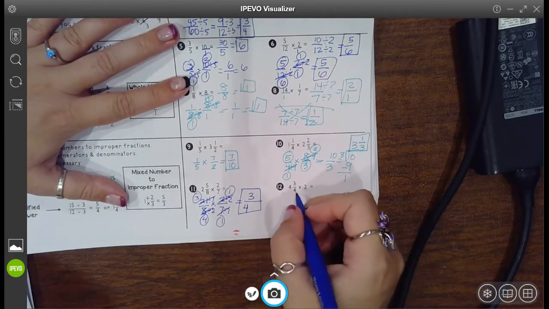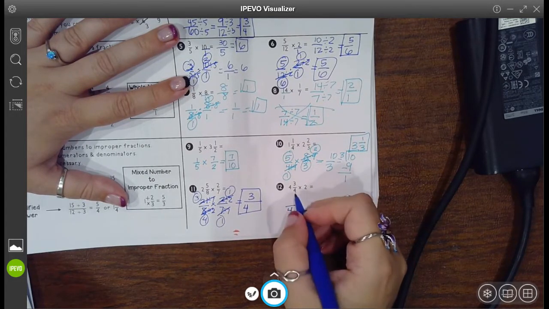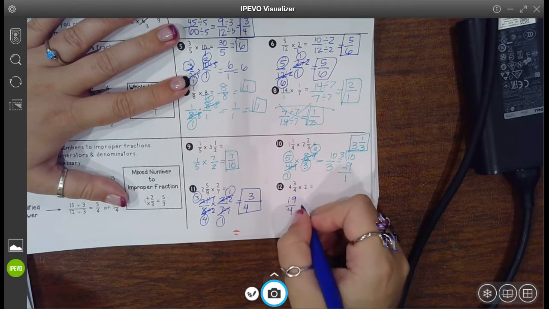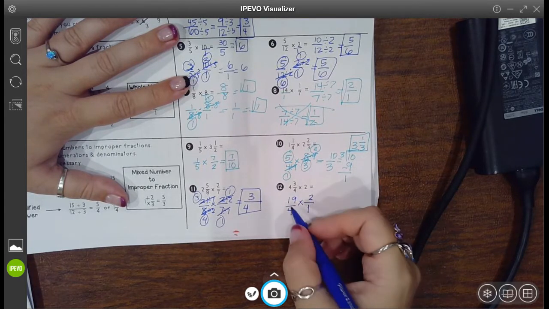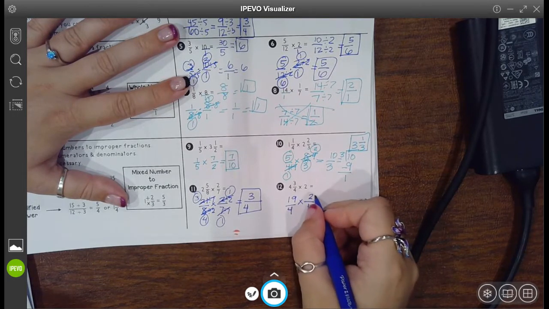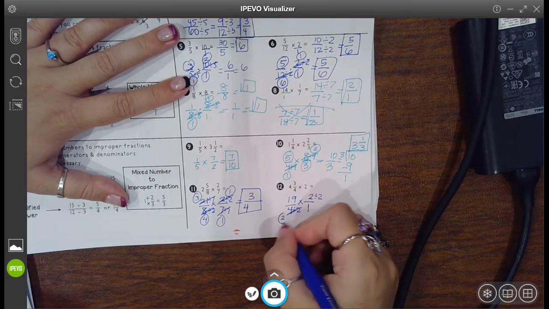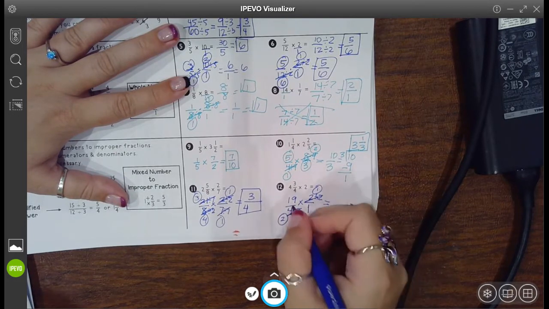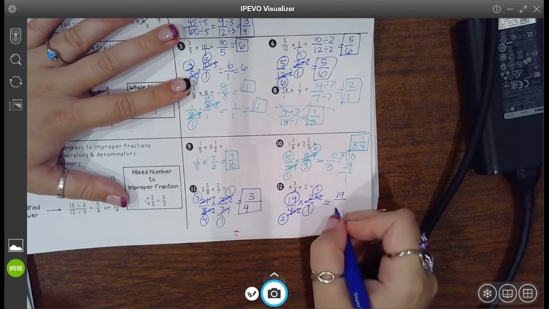Okay, our last one. If we were to change this to an improper, it starts with a denominator of 4, and then our numerator is 4 times 4 is 16, plus 3 is 19. Times, to make the whole number a fraction, you just put it over 1. Can 1 and 19 cross cancel? No. Can the 2 and 4 cross cancel? Yes, by 2. Well, 4 divided by 2 is 2, and 2 divided by 2 is 1.